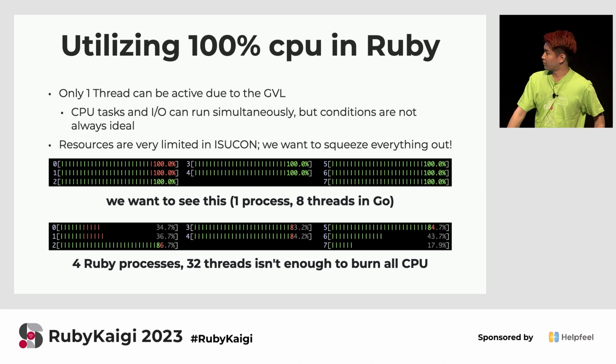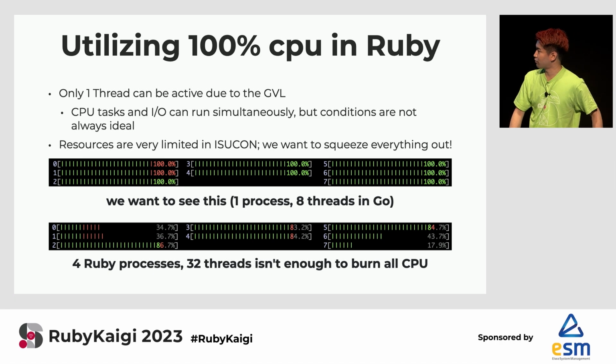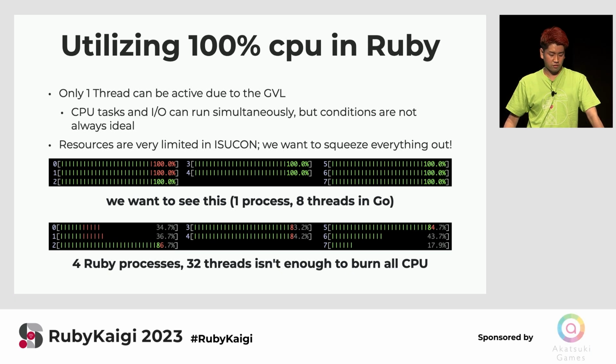This screenshot is from htop. The upper one is from a sample program written in Go. It just runs 8 threads, burning CPU, and it's consuming 100%. But I've implemented the same algorithm in Ruby, spun up 4 processes, 8 threads each, and it still isn't eating up all the CPU.